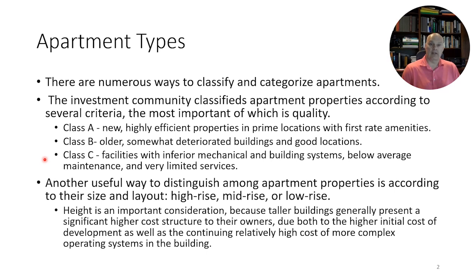Now, another way to classify apartments is by their size or layout. Typically, you're going to have high-rise apartments, mid-rise, and low-rise or garden style. So height is an important consideration because taller buildings generally present a significantly higher cost structure to their owners, both due to the initial higher cost of development, as well as the continuing relatively high costs of more complex operating systems in the building. And typically, when you get above floor 7 or 8, you need special fire suppression systems, which are more costly.